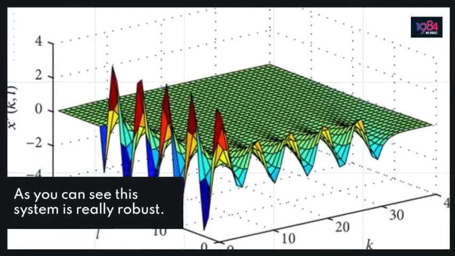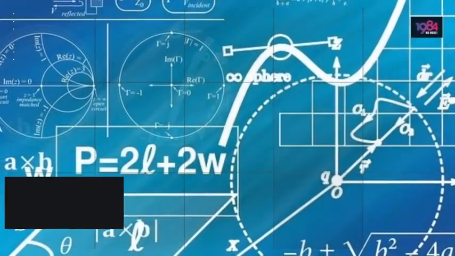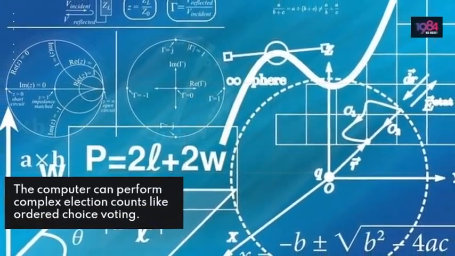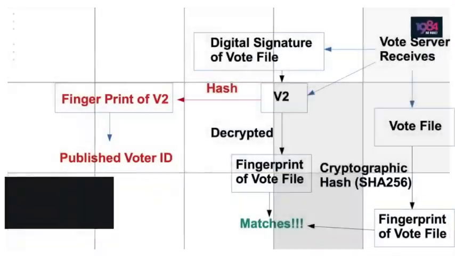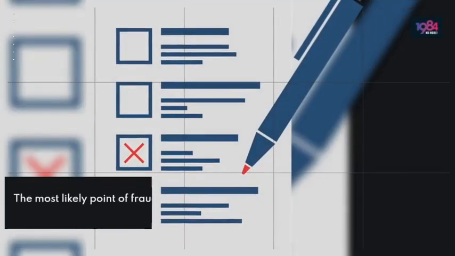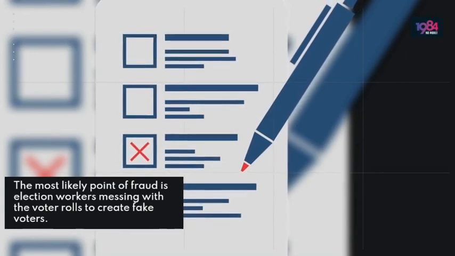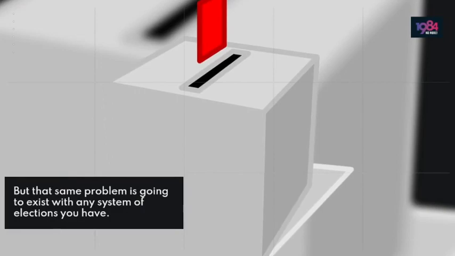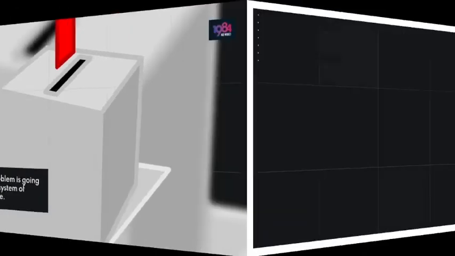As you can see, this system is really robust. The computer can perform complex election counts like ordered choice voting. Each step is audited and confirmed with a chain of digital signatures. The most likely point of fraud is election workers messing with the voter rolls to create fake voters. But that same problem is going to exist with any system of elections you have.